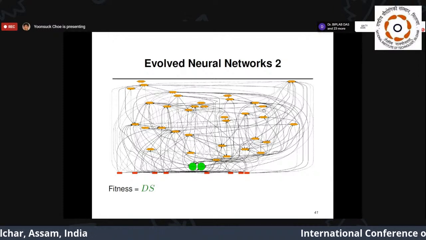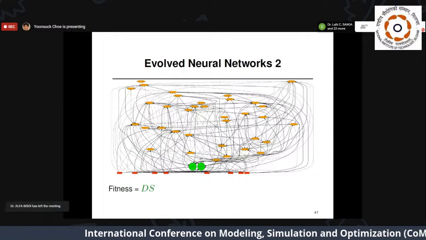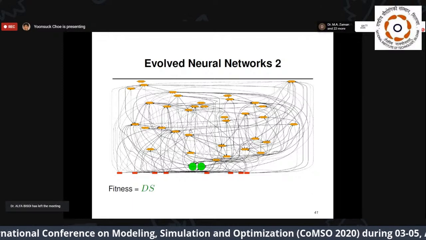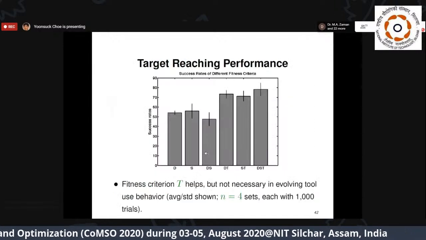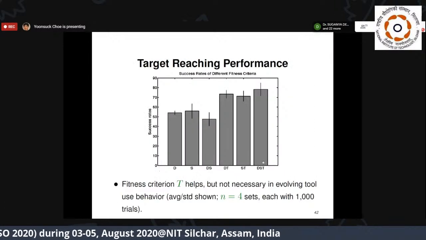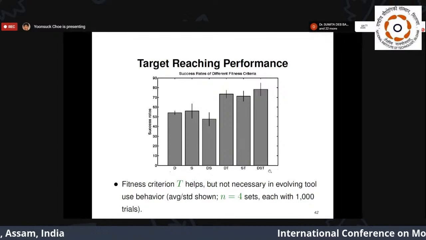And of course, there are recurrent connections. And if you follow through these, there'll be recurrent connections. Also, there can be positive excitatory connections and negative inhibitory connections. And these are the performance figures for the different criteria.